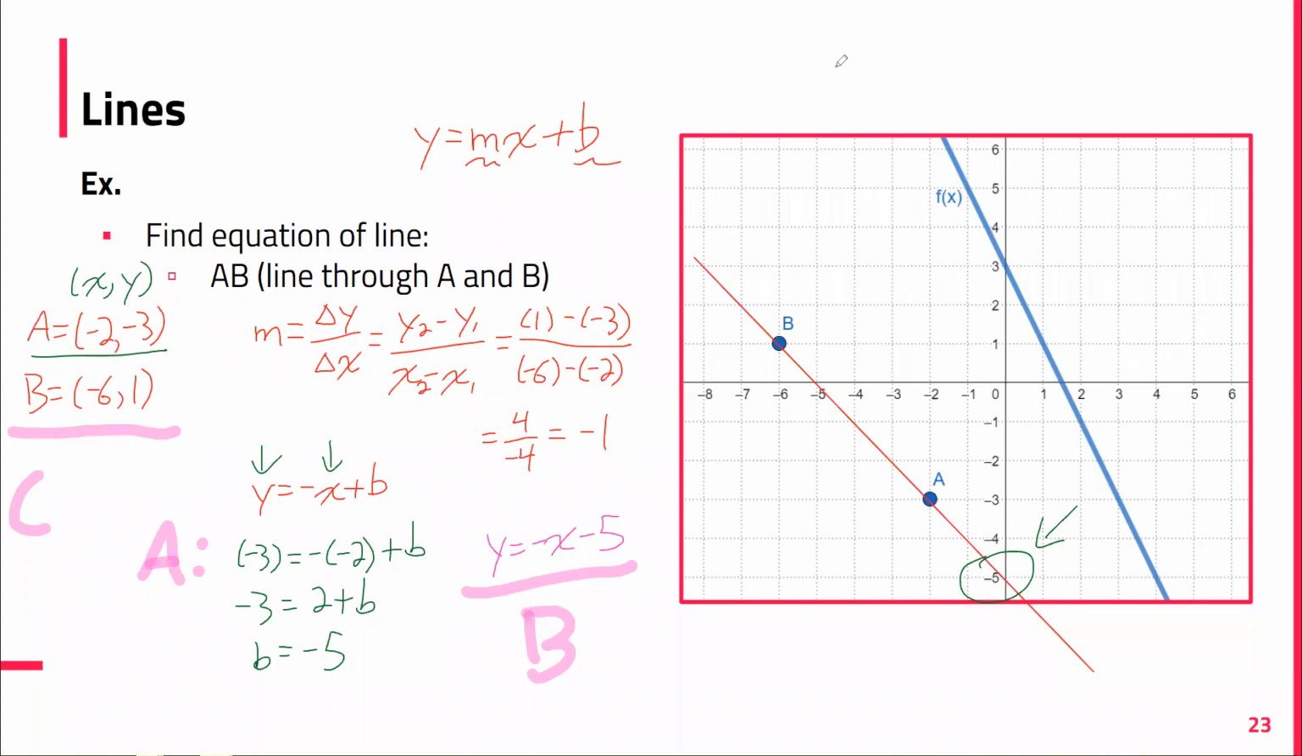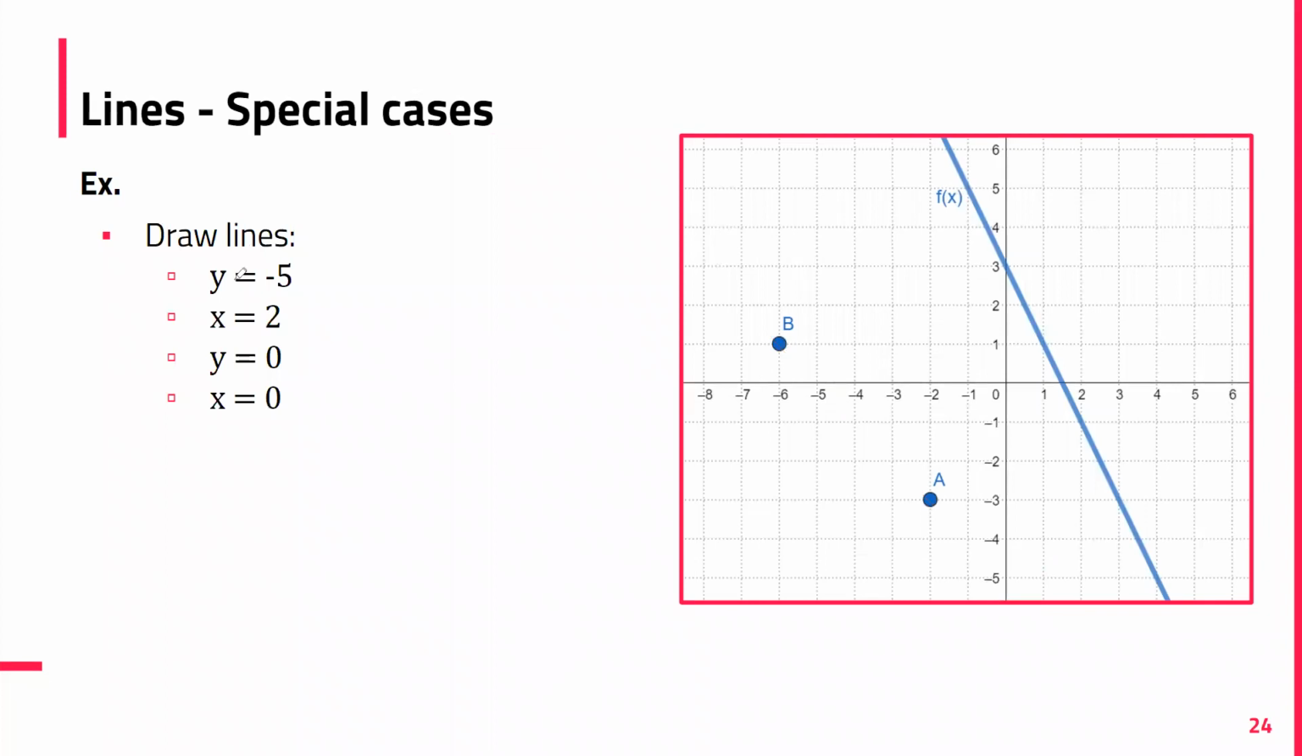All right, I think we're doing okay for time. Some special cases for graphing here. So let's say we have these 4 different things that we want to draw. We'll start with this one.